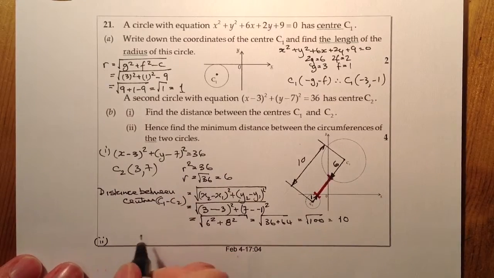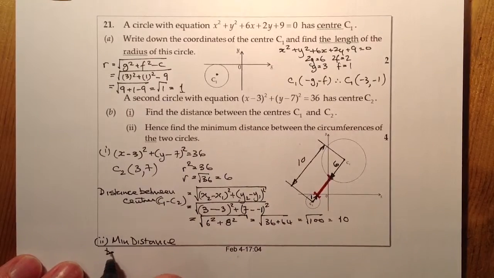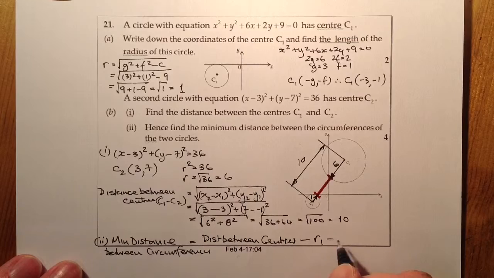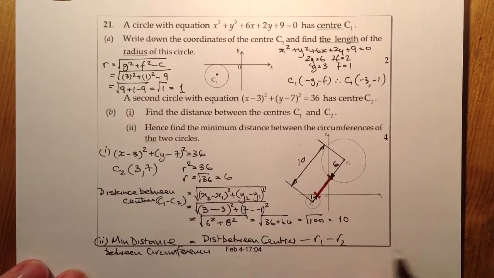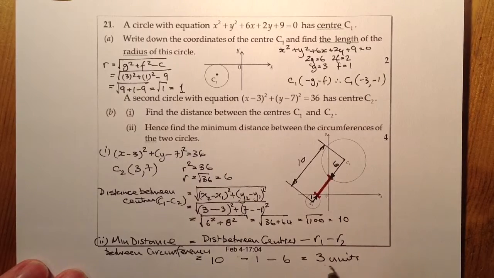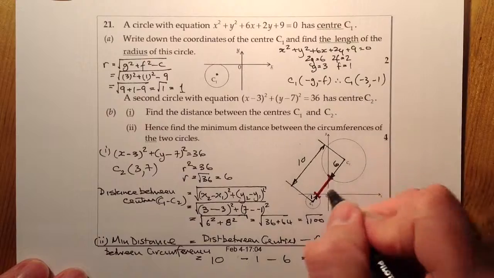So for part 2, the minimum distance between circumferences is going to be equal to the distance between centres, and I'm going to subtract radius 1 and subtract radius 2, and that should give me my answer. So what I've got here is I'm going to subtract from 10, I'm going to take away the 1, take away the 6, which should just leave me with 3 units, and that's that question complete. So that there is going to be 3.